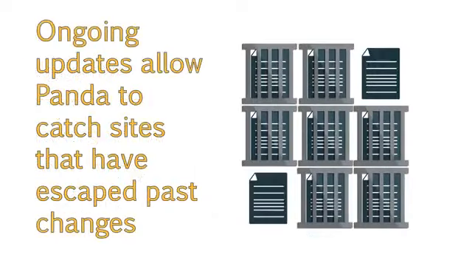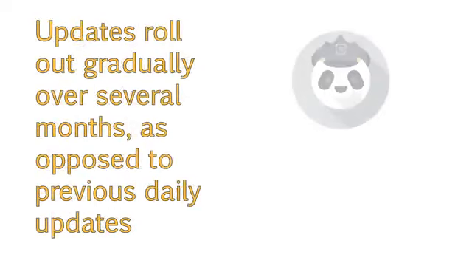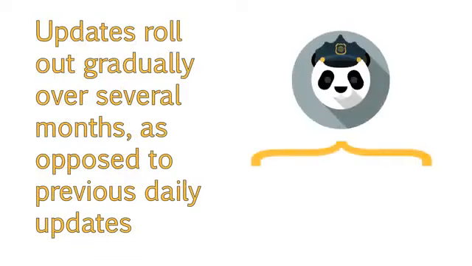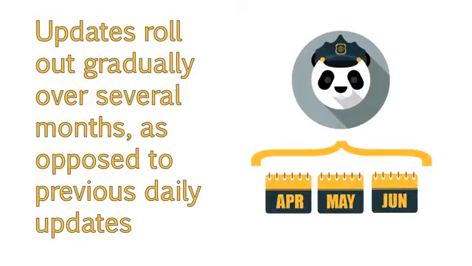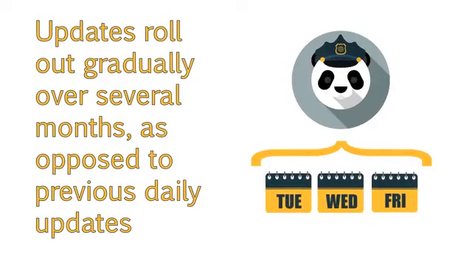Ongoing updates will also help catch and penalize sites that may have escaped past updates. Lately, rather than seeing specific updates, Panda is rolling out more slowly, over several months at a time. Google has confirmed that this is due to an internal issue related to technical updates. Previously, the filter would be applied over a few days' time, and webmasters would immediately know if changes to their website were due to a Panda update.